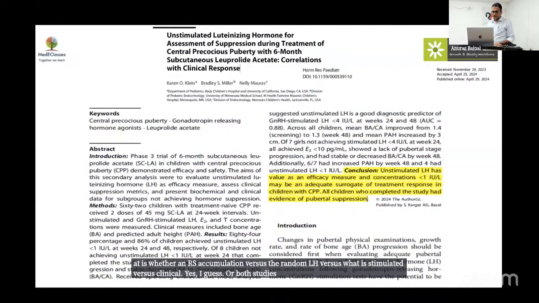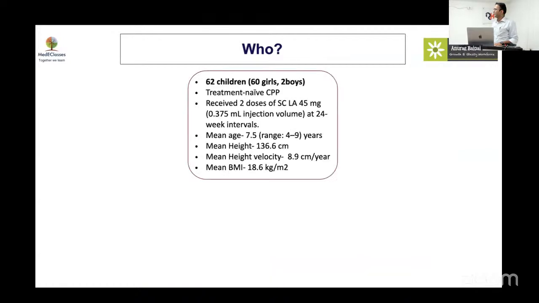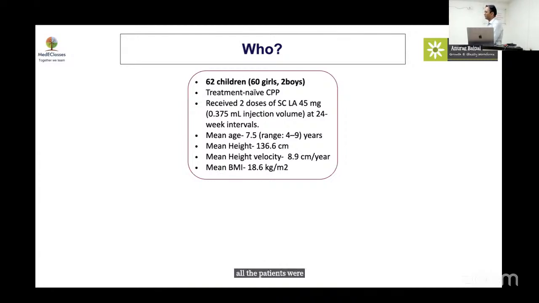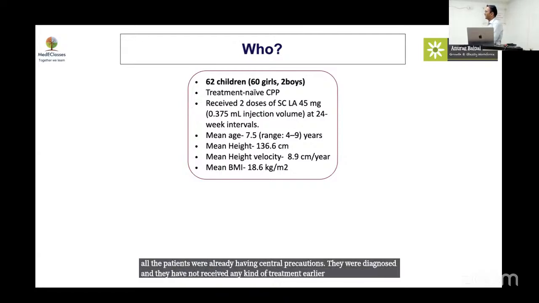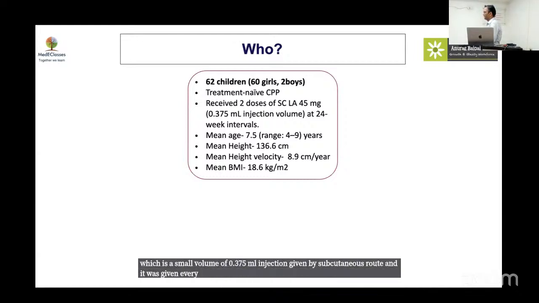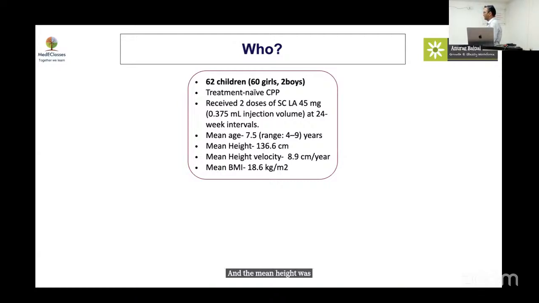So in this study, they have taken 62 children, and out of this, there were 60 girls and 2 boys. All the patients were already having central precocious puberty. They were diagnosed and had not received any kind of treatment earlier. In this study, they received 2 doses of leuprolide acetate subcutaneous, which is a small volume of 0.375 ml injection given by subcutaneous route, and it was given every 6 monthly. The mean age in the study group was 7.5 years, and the mean height was 136.6. Mean height velocity was 8.9 centimeter per year, and the BMI was 18.6.